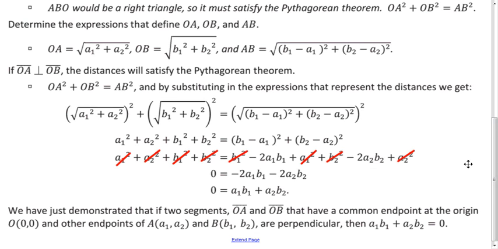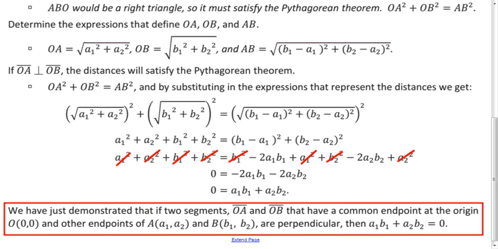So we have shown that if we have points that have an endpoint at the origin, if they're perpendicular, then they must satisfy this equation. So this is a big idea for this lesson. I would definitely have this down in my notebook. What this formula says is that if we find the product of the x coordinates and add it to the product of the y coordinates, that must be 0 when the lines are perpendicular, or the segments are perpendicular.